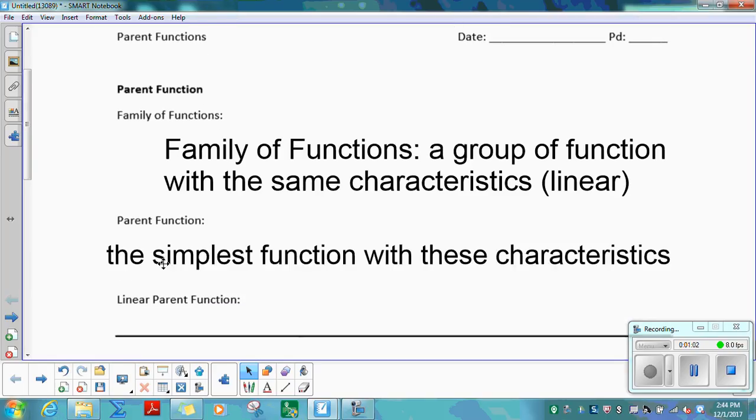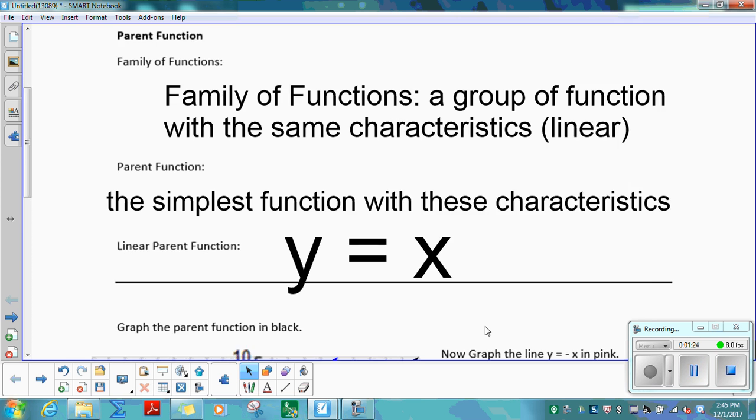A parent function is the one with the simplest characteristics. So parent functions, like with all equations, we add numbers in it to make it a little bit more complex. A parent function has the bare minimum that they need in it. And for linear, that is just the x and the y. So here it has a slope of 1 and a y-intercept of 0. That's the simplest form, y equals x.